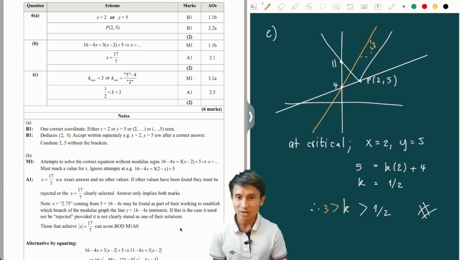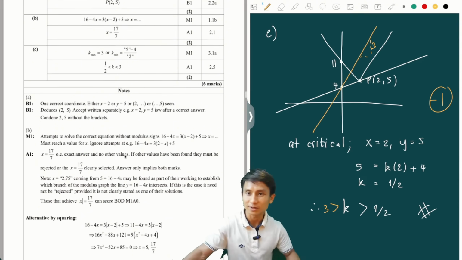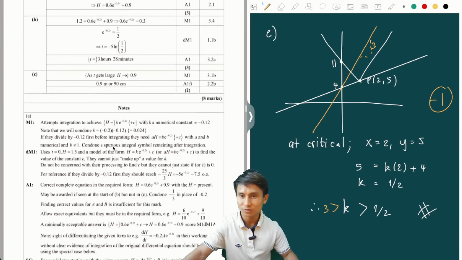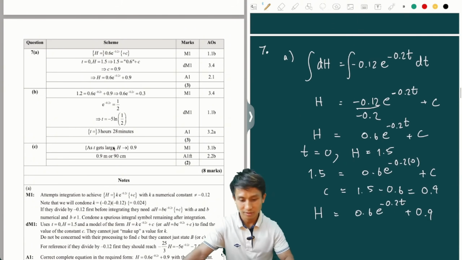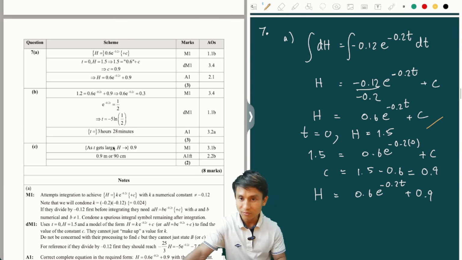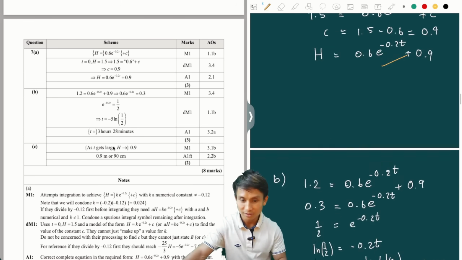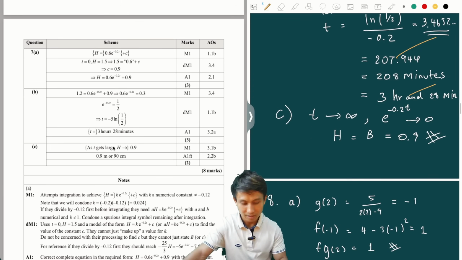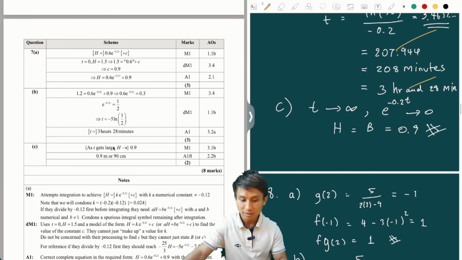So minus 1, I think. Yeah. Okay. I lost 1 mark here. Oops. Okay, so H there. It's fine. 3 hours and 28 minutes, I think. That's fine. Yeah. And then 0.9, yeah.